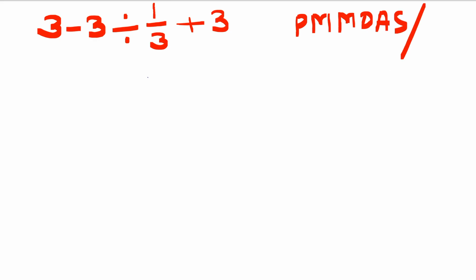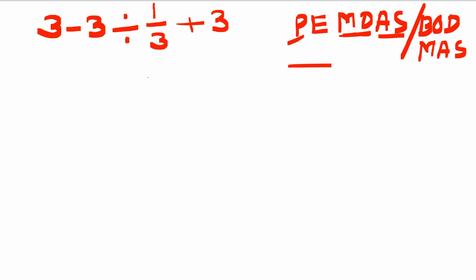PEMDAS rule, or BODMAS rule. So P means parenthesis, E means exponents, and multiplication and division have the same priority, and addition and subtraction also have the same priority. So solve this left to right.